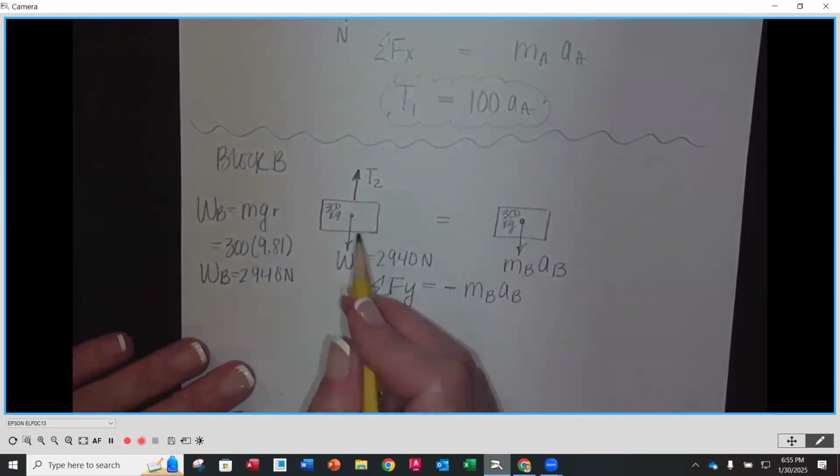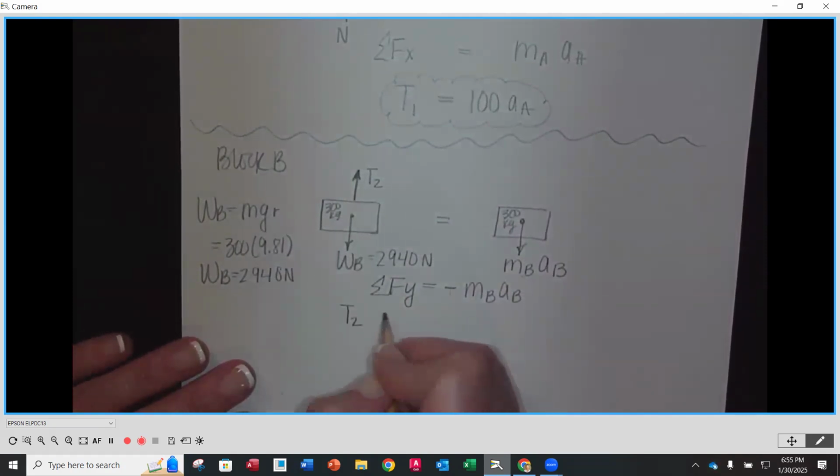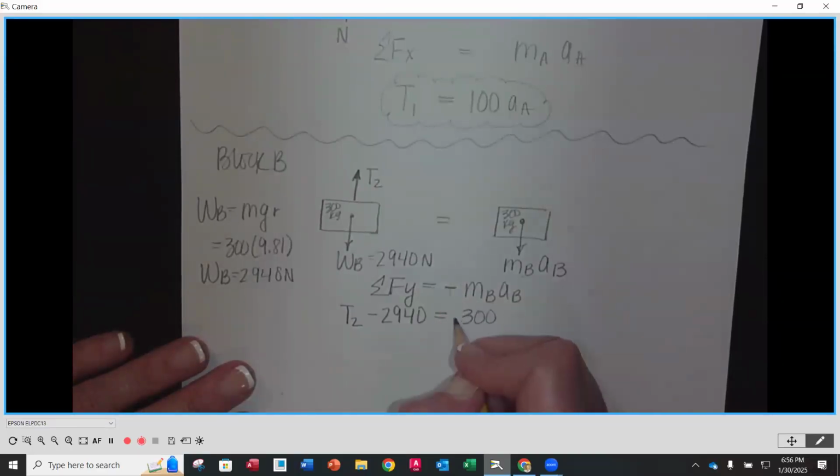Okay, so that means we can then write some stuff down below here. Looking at the left-hand side, the sum of the forces in the Y, we're going to have a positive T2 and a minus 2940. Don't put your newtons in, because again, it can get confusing as to what's actually variables and what's units. And then minus the mass 300 times acceleration of B, because we don't know what that is, right?